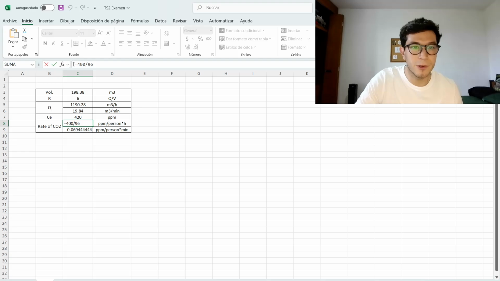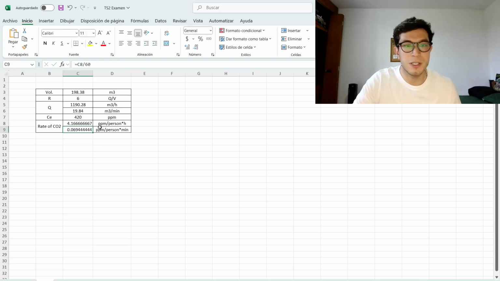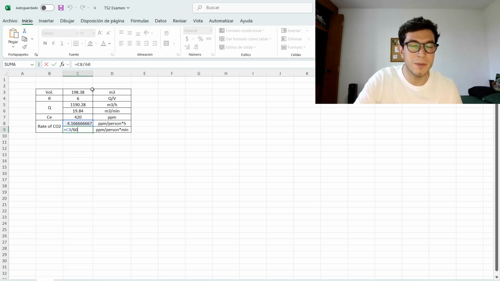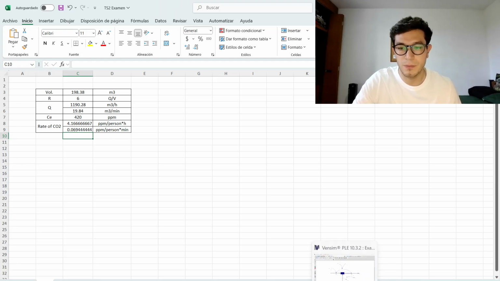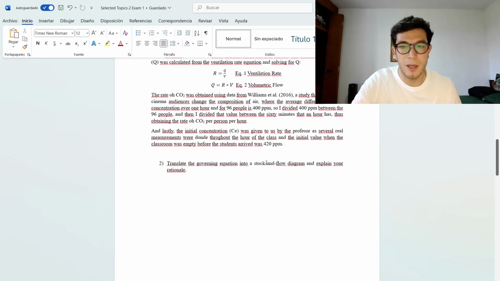So this is the 400 parts per million between the 96 people present in the cinema room. That gives us the parts per million per person per hour. And then I just divided the value that we obtained by 60, the 60 minutes that an hour has. And I obtained that the parts per million per person per minute is 0.0694. Yeah, so that's what I did.